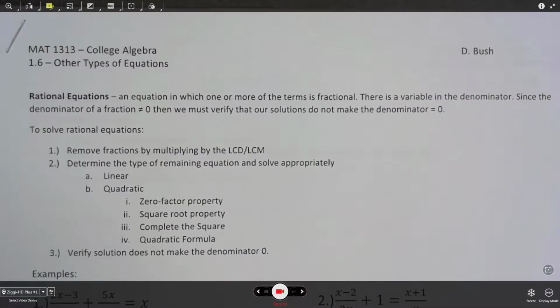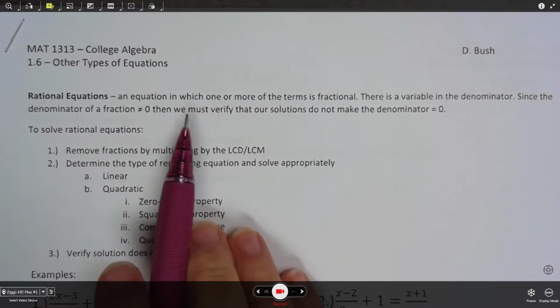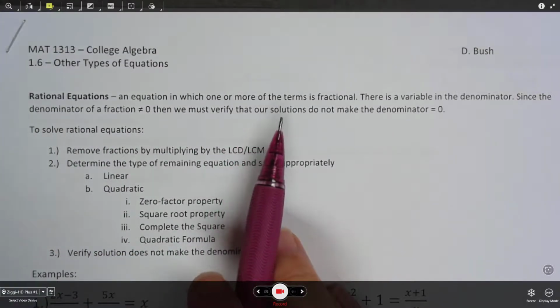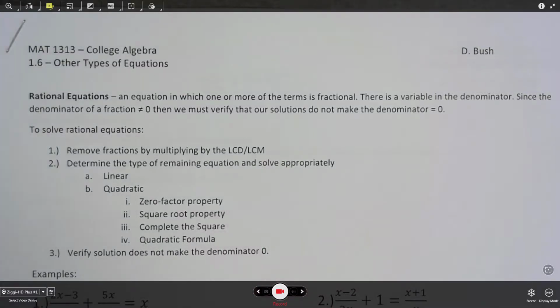This video will cover section 1.6 on other types of equations. Specifically, this video will cover rational equations. A rational equation is one in which one or more of the terms is fractional. That means there is a fraction within this equation.